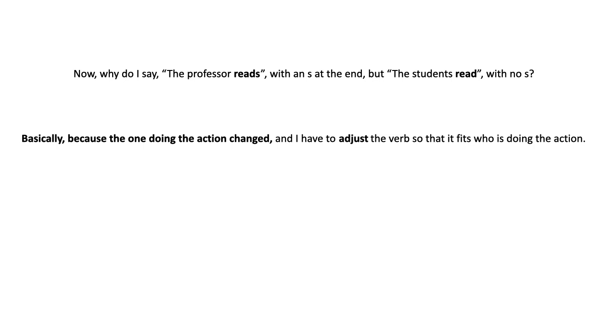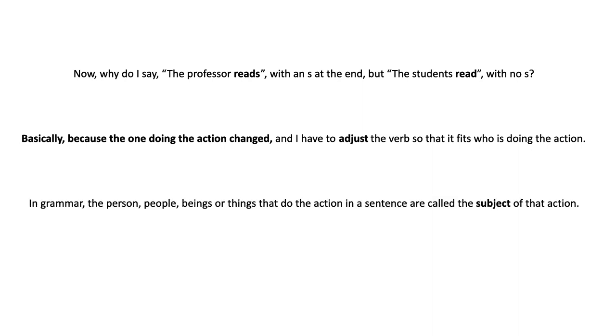And something very important about verbs is that you have to adjust them. You have to change them slightly so that they match who is doing the action. Okay? Even in English, in which you do this not as frequently as in other languages, you still have to do this. Change the verb so that it fits who is doing the action.